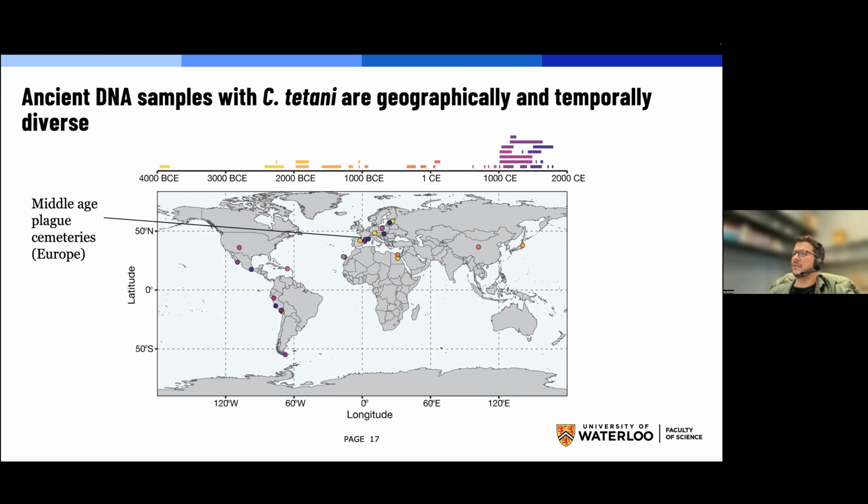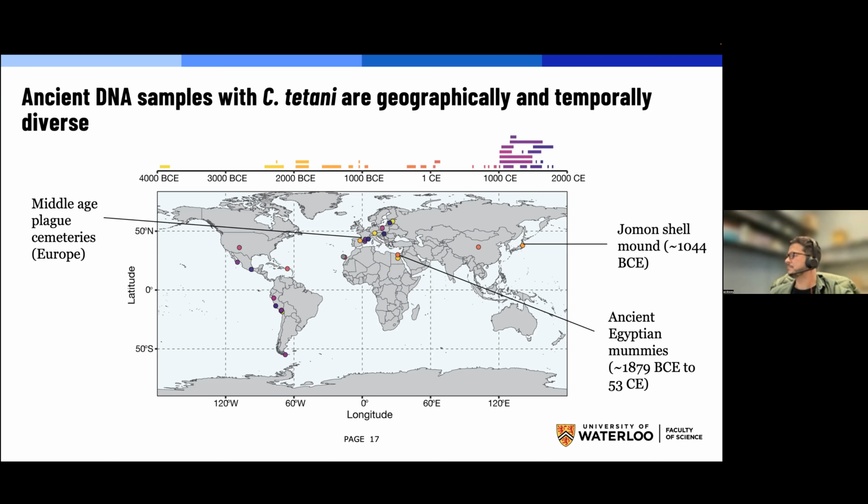Geographically, they're also quite diverse. Quite a few of these samples around this time frame here are derived from the Middle Ages. These include plague cemeteries from Europe. We have the Jomon shell mound sample here, dating about 1044 BCE in Japan. Interestingly, there are a number of ancient Egyptian mummy samples as well, where we're detecting high levels of C. tetani.